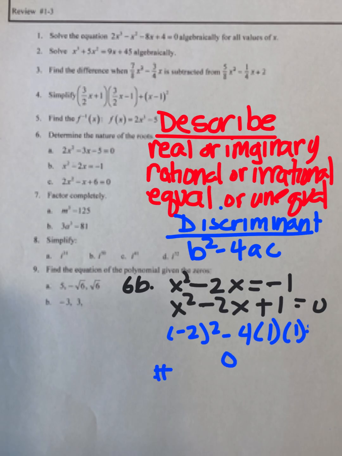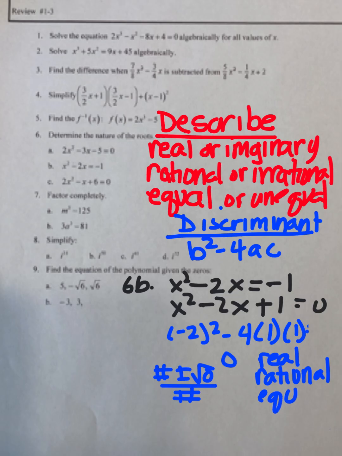So think of a number plus minus the square root of 0 over a number. Are they going to be real? Yes. Rational or irrational? Rational. The reason why is because you could take the square root of 0. The square root of 0 is 0. Now, is it going to be equal or unequal? So it's a number plus 0, a number minus 0. You get the same exact number. So that's going to be equal.